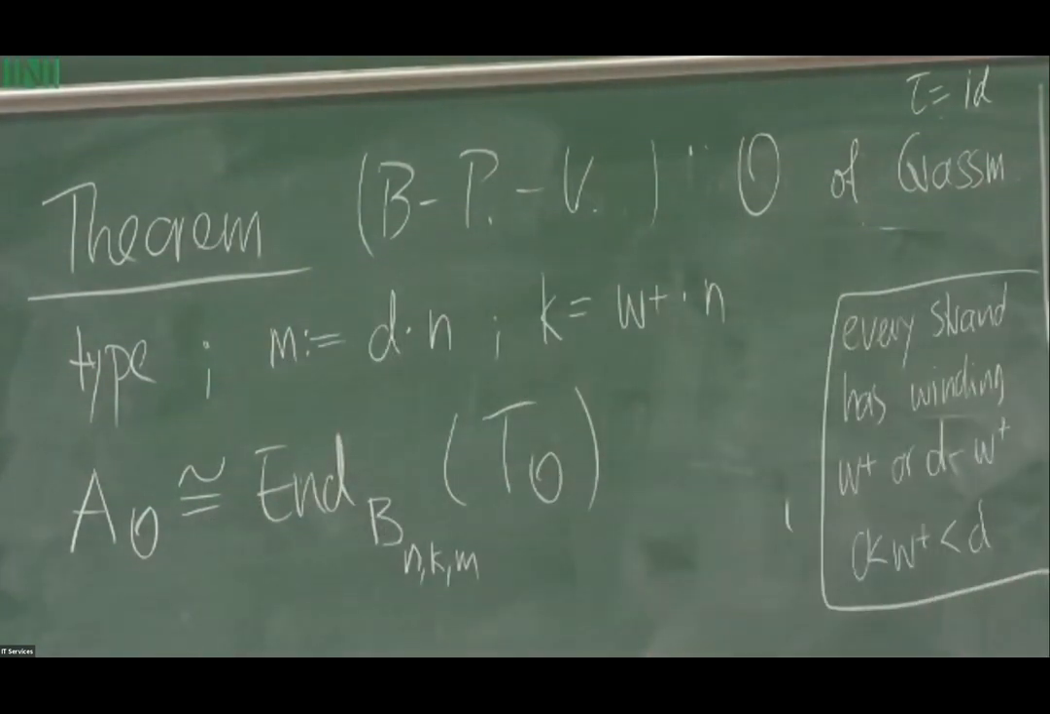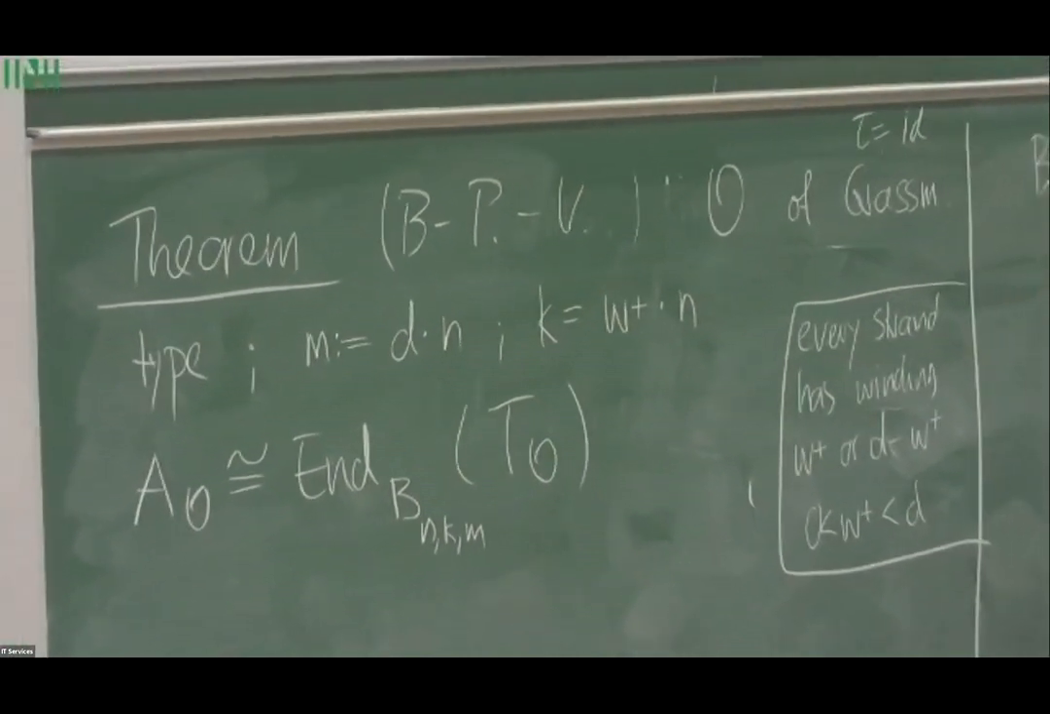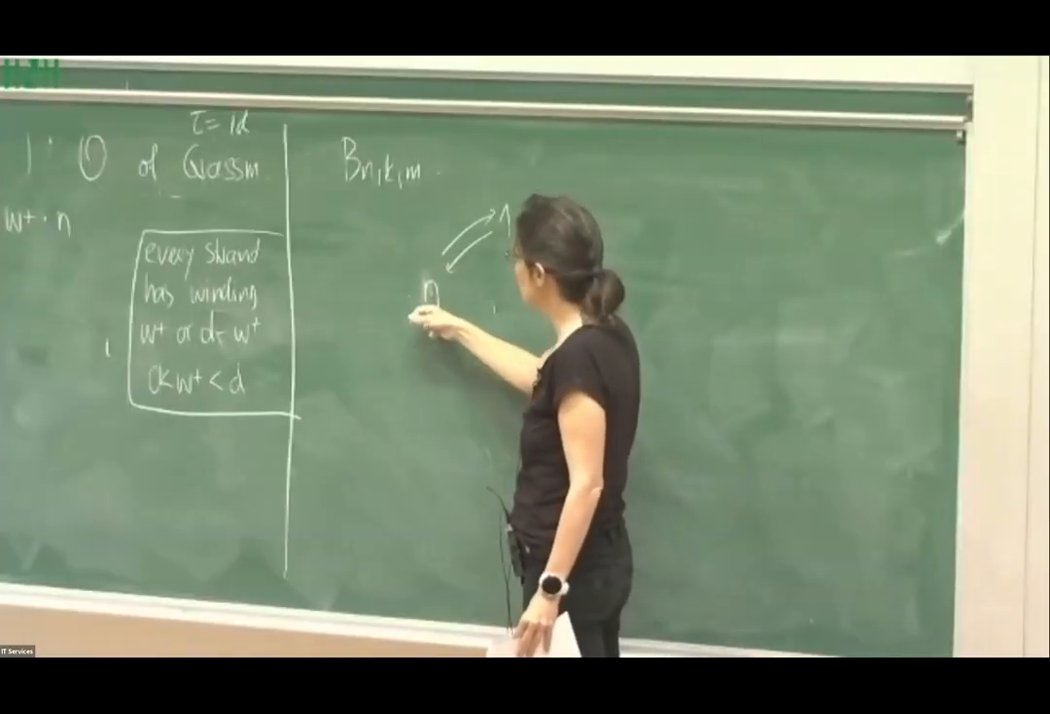And now it's good we have two sides. So how is B_{N,K,M} defined? Now, M is much larger than N. Well, M is a multiple of N, D times N. And I really want the smaller one here.